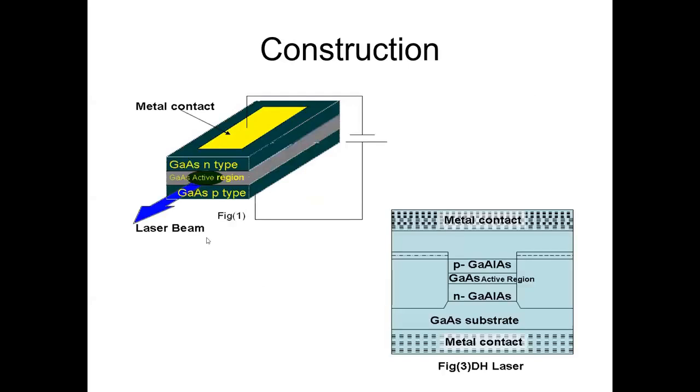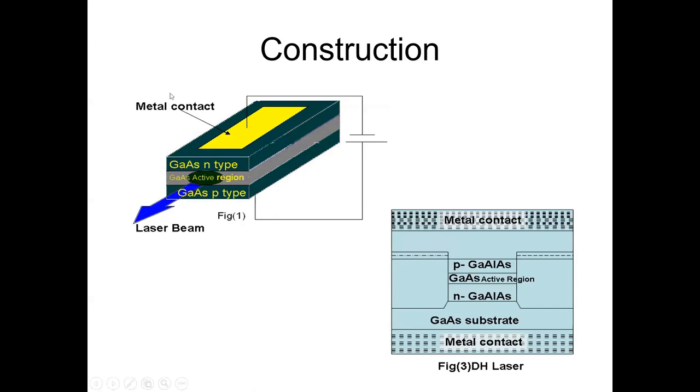So construction is, we are taking a PN junction here. This is the gallium arsenide N type, and this is the gallium arsenide P type. A junction is formed. In that, this is the depletion region. That is nothing but active region. In that, recombination is taking place and the emission of radiation takes place.